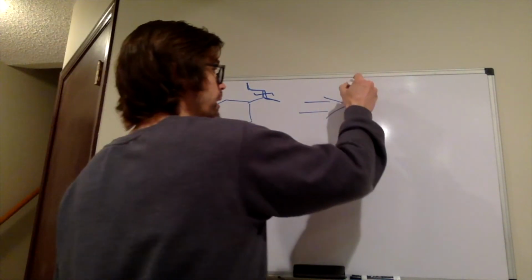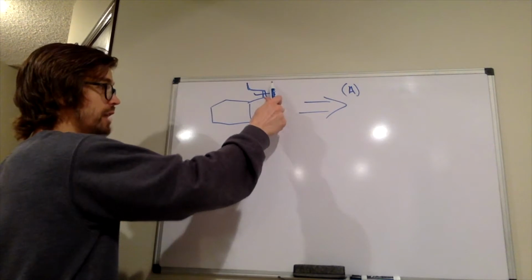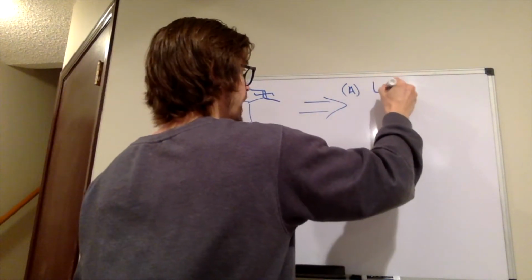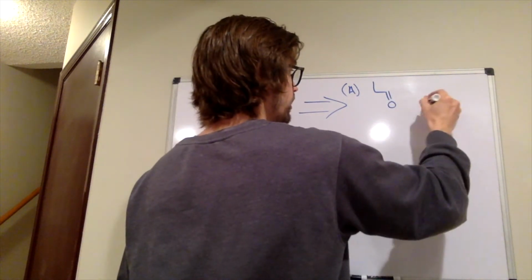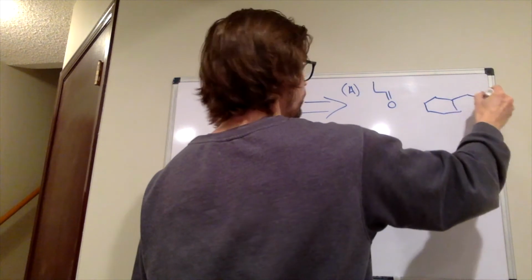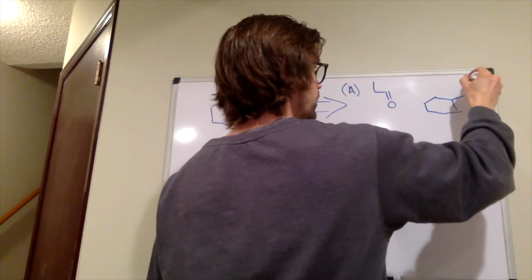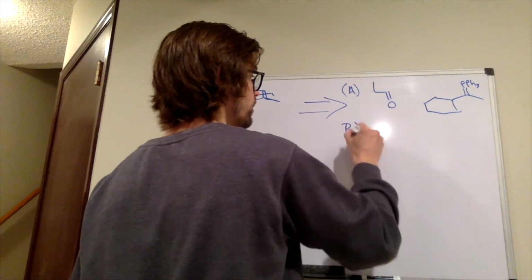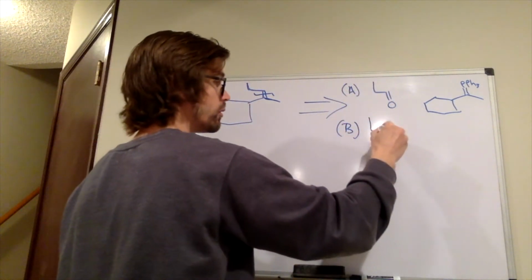So option A would be, let's make the carbonyl on this side, the ylide on this side. If we did that, we would have the carbonyl right there. The ylide would be right here. If we decided to do the opposite, we would have the ylide as this piece. So it looks like this.